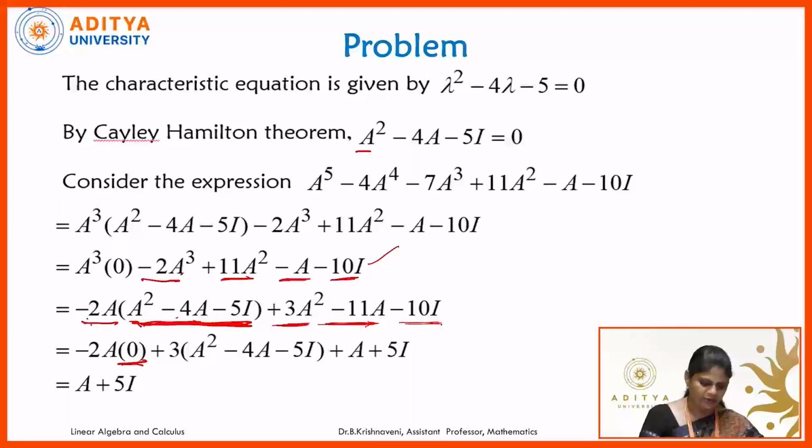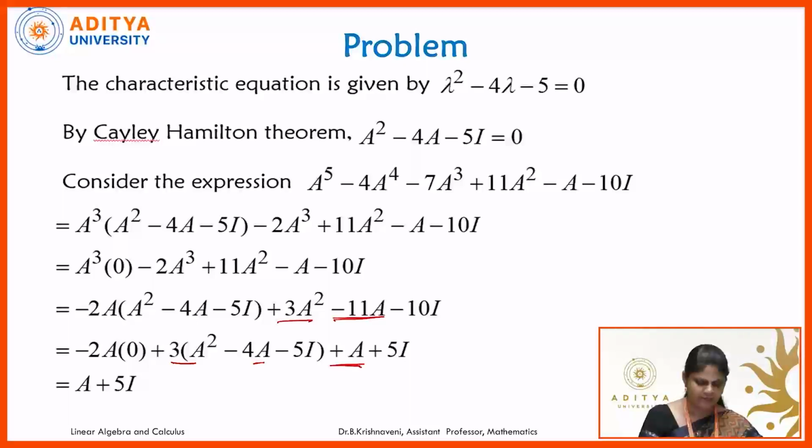Now from the remaining terms, follow the same process. I have taken 3 common, so the remaining terms I wrote as A square minus 4A minus 5I. Now do additions or deletions depending upon the previous step. 3A square is the same as the previous step. 3 into minus 4A is minus 12A, so to get minus 11A, I did plus A here. Next one is 3 into minus 5, that is minus 15I, but in the previous step we have minus 10I.